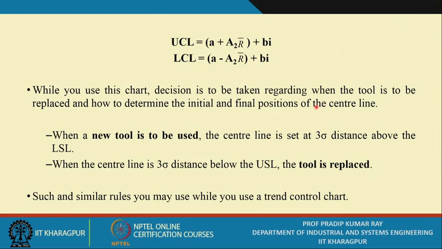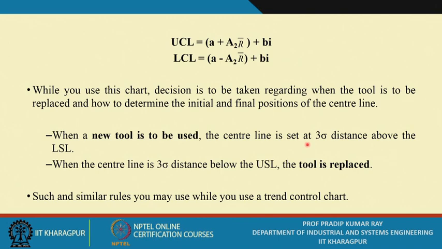So obviously, what is happening actually is that, due to tool wear or die wear, there cannot be a horizontal line. The central line will always have a slope. Now there is a starting point and an ending point. That means it depends on the life of the tool. When you start with a new tool, you get the initial value, and when you replace the tool, you get the final value of the central line.